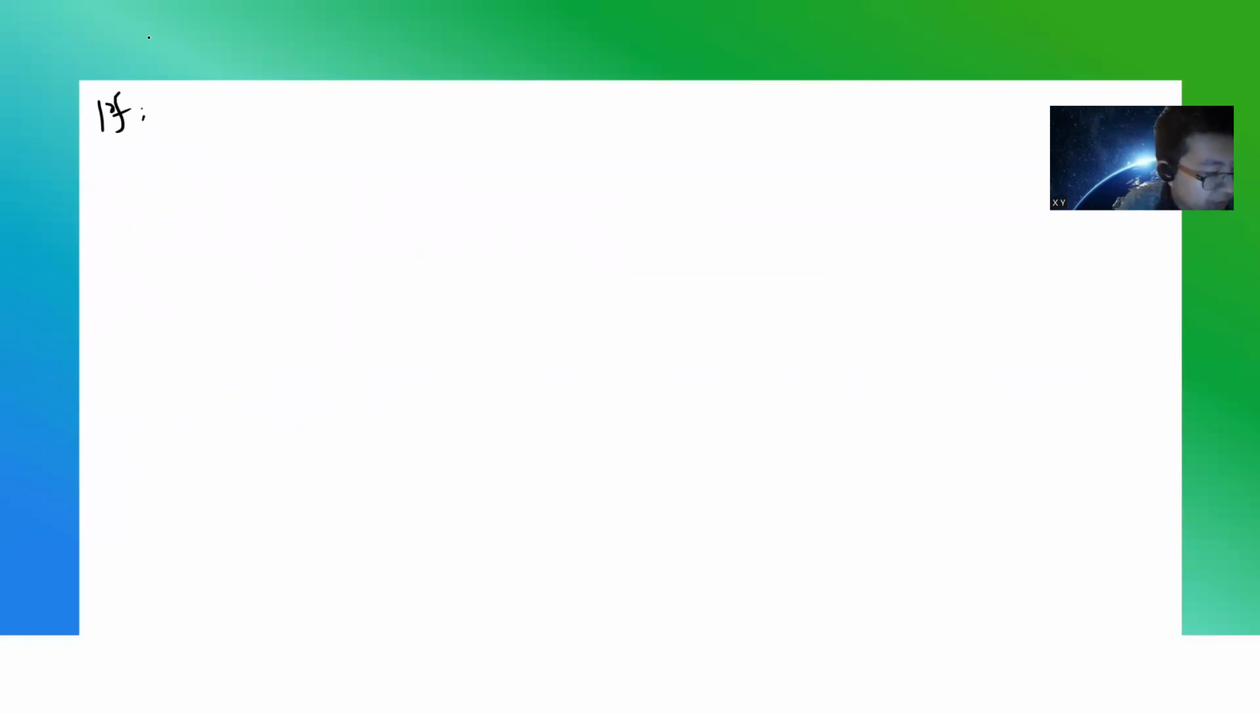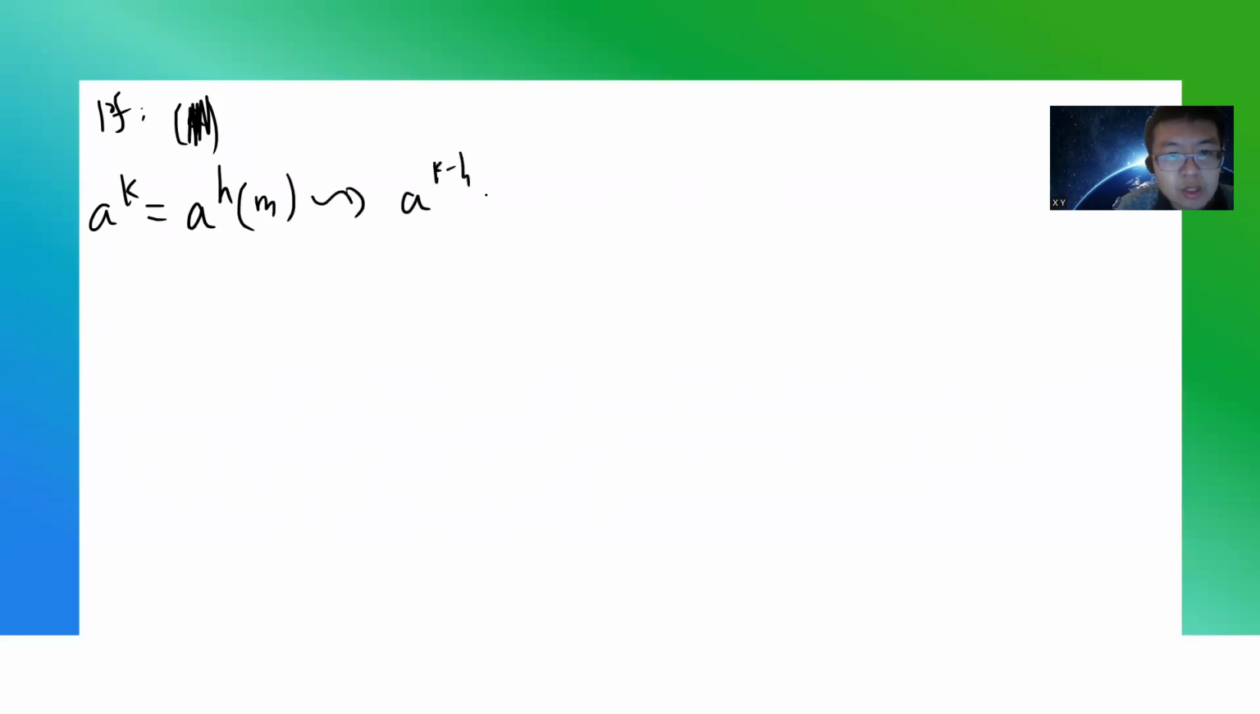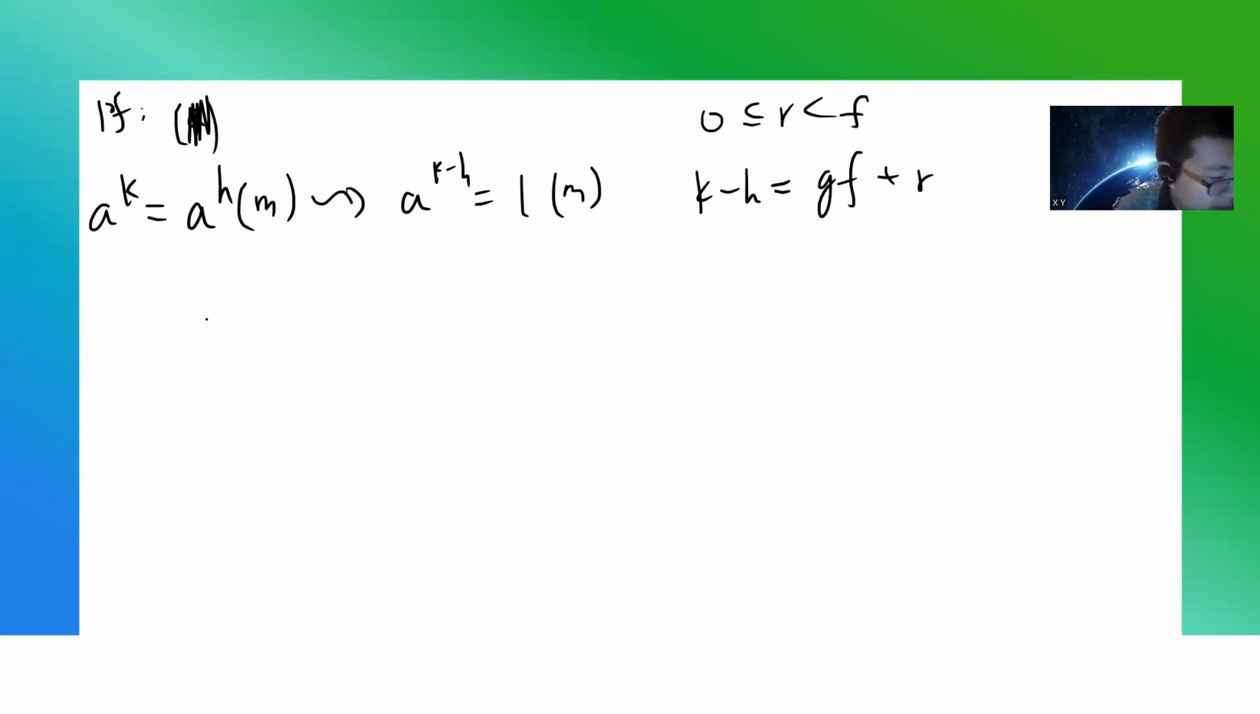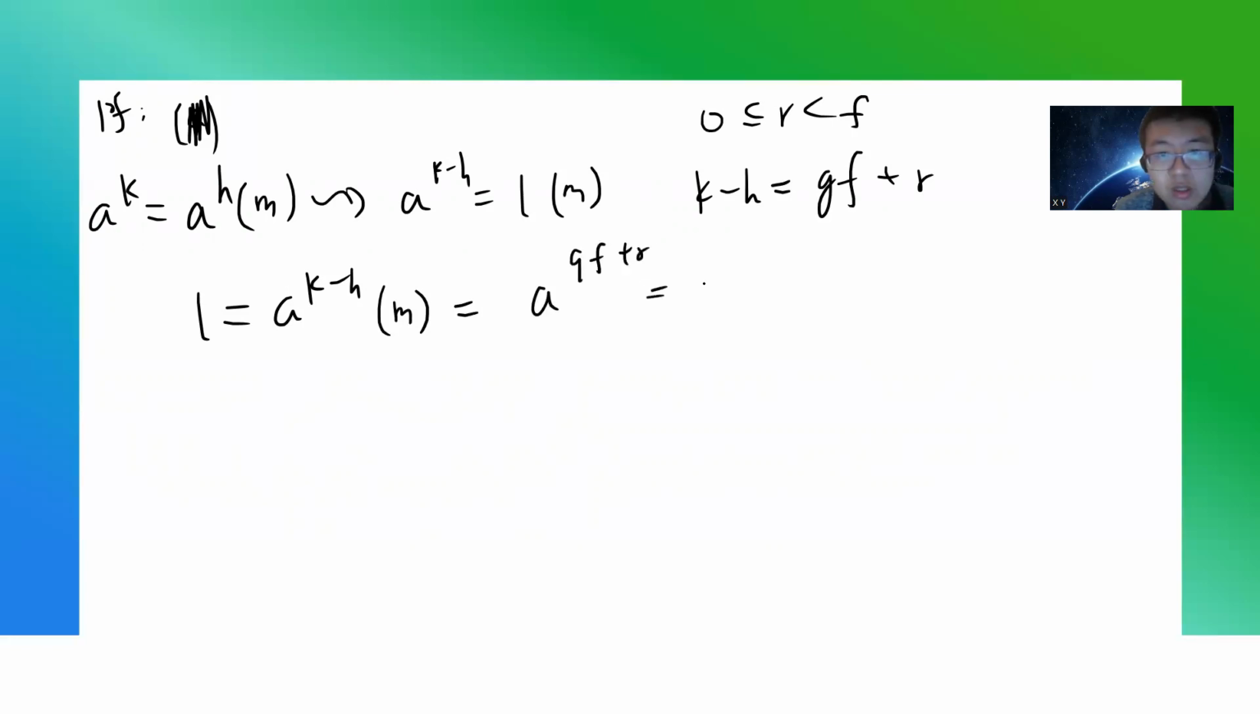Okay, so let's prove number 1. Let's say a to the k equals a to the h mod M, then we know that a to the k minus h is 1 mod M. So let's write k minus h using the division algorithm. The division algorithm writes it as qf plus r, where r is less than f. Okay, so this means that 1 is a to the k minus h mod M, which is a to the qf plus r, which is a to the r mod M, right, because a to the f is 1.